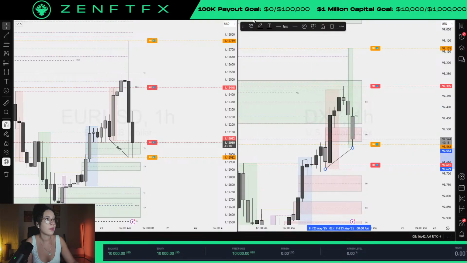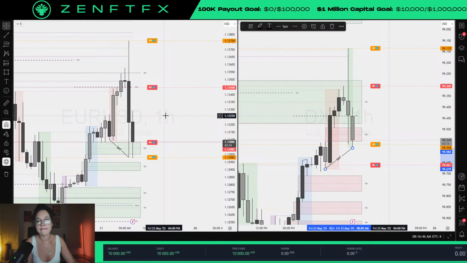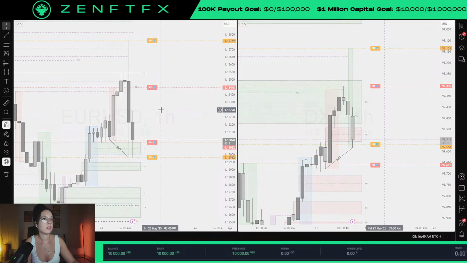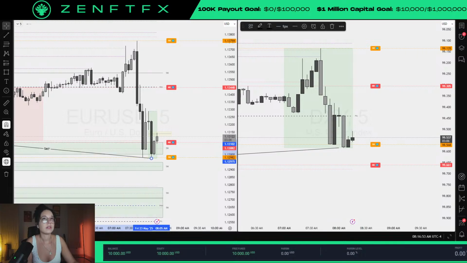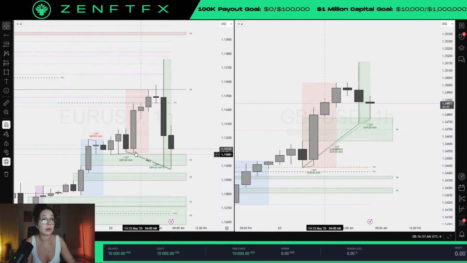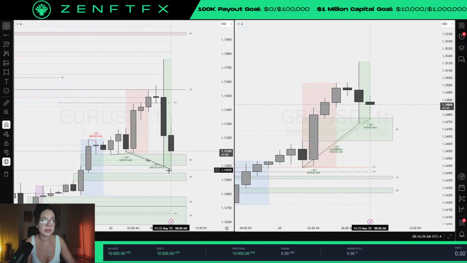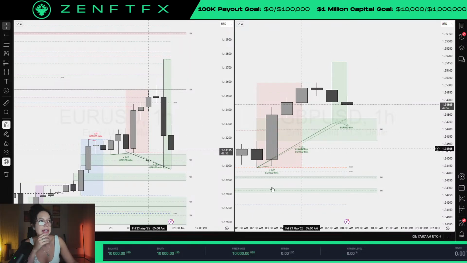Go ahead and mark these out. SMT, SMT. All right, so I'm gonna drop it down to the 5. I'm actually gonna come to Euro USD and GBP USD, and we have the same thing. We actually also have hourly SMTs between euro dollar and pound dollar, both on a session swing point.